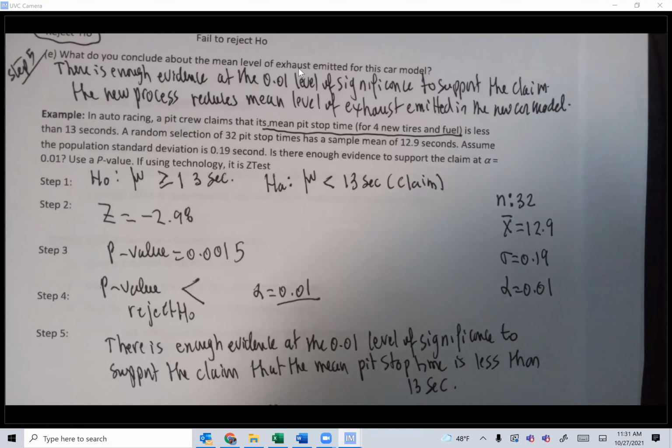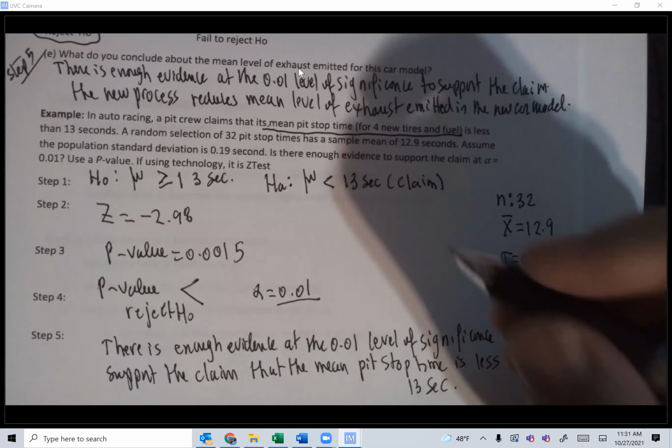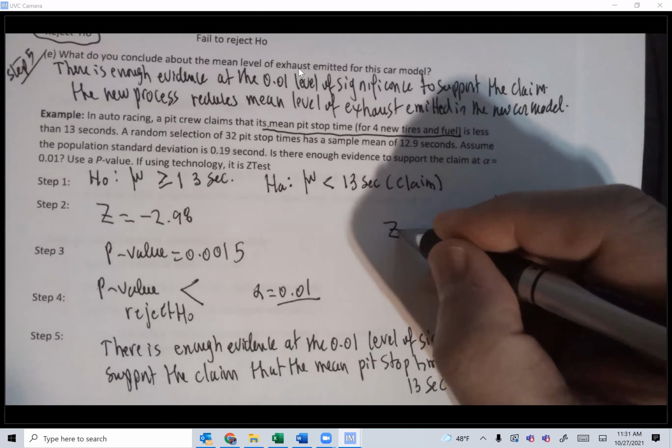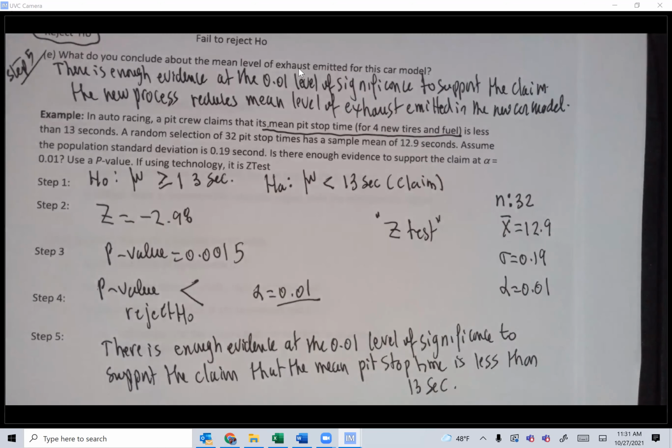You collect data, you collect a sample, and then you study the sample. Any questions here? Okay, so this is how using z-test, TI-84. Okay, let's do one more.